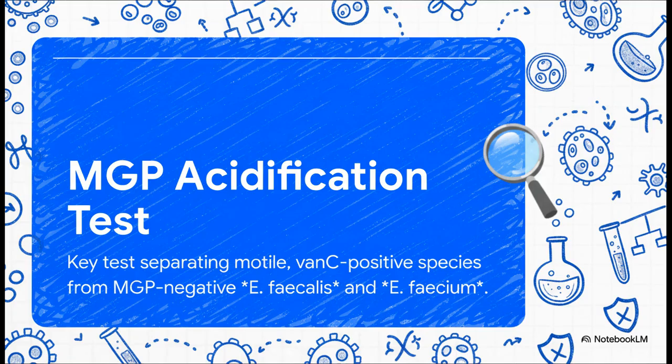You know, I really want to hammer this point home. The MGP test is such an incredibly useful, simple, and cheap tool. If you've got an enterococcus showing any level of vancomycin resistance, running an MGP test can point you toward an intrinsic, non-transferable cause so fast, saving a ton of time, money, and worry downstream.